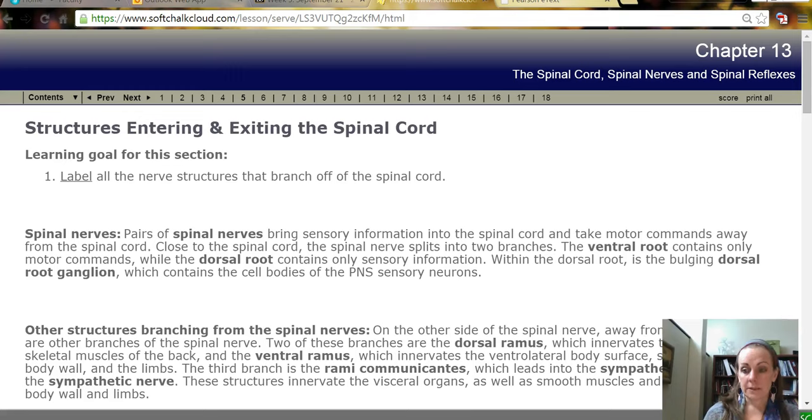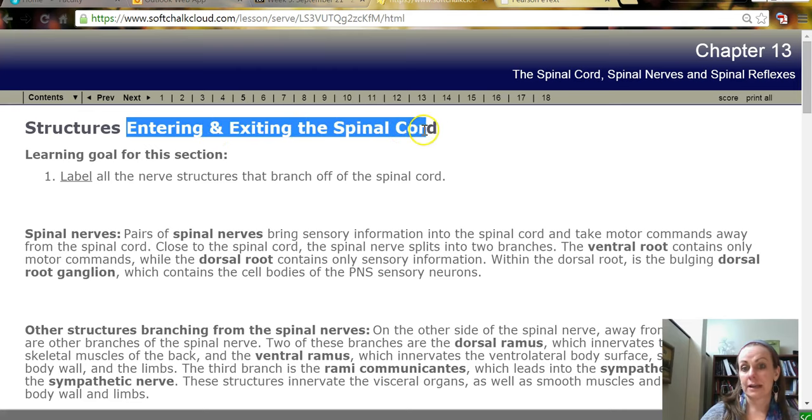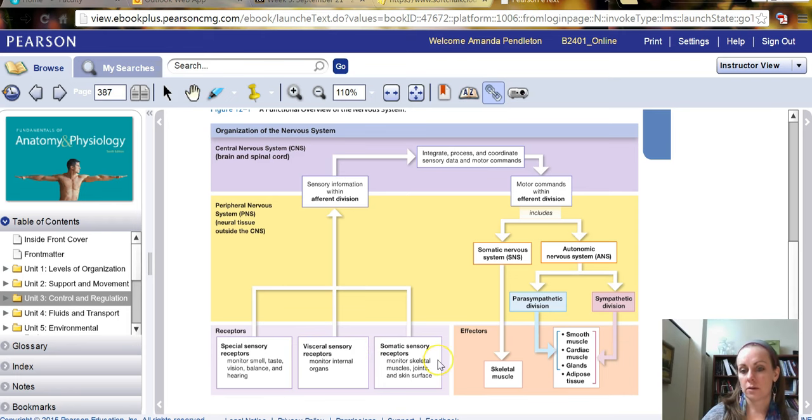Okay, so we've talked about the spinal cord in depth, and now we want to talk about the structures that enter and exit the spinal cord. We're going to learn the names of the structures, and then we're also going to learn those functional names. Again, I would point out you have to know this classification, paying specific attention to visceral sensory, somatic sensory, somatic motor, and autonomic motor. That is foundational, so please review it if you do not remember it.